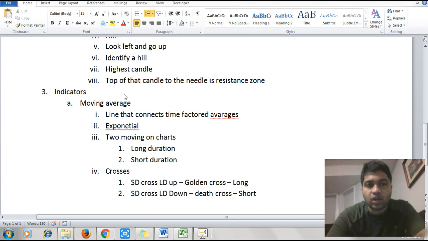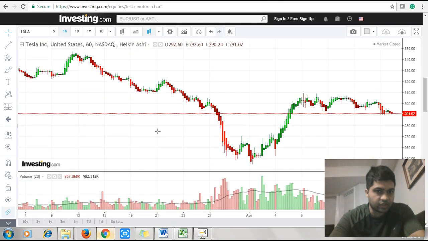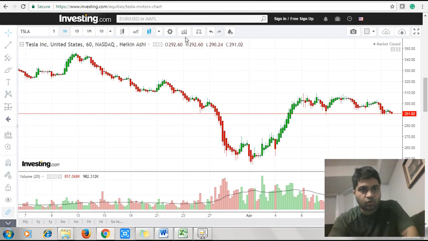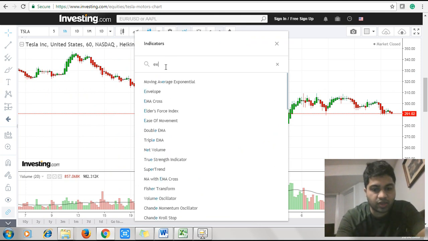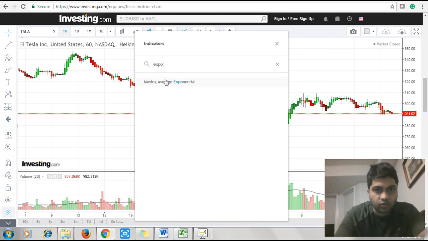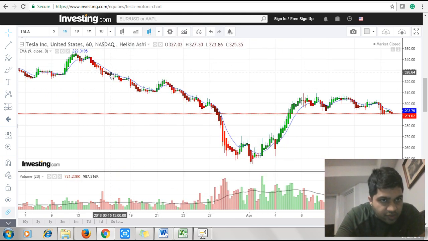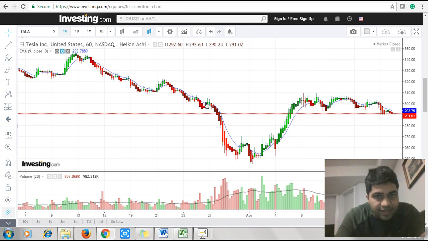So let's look at how golden cross and death cross happen. This is Tesla. What we have to do is superimpose two moving averages. I'm going with an exponential moving average. This is the first moving average, so let's change some settings.